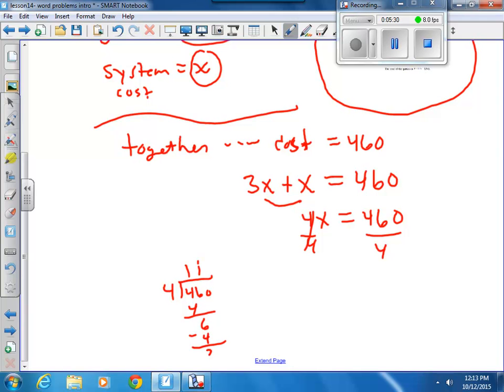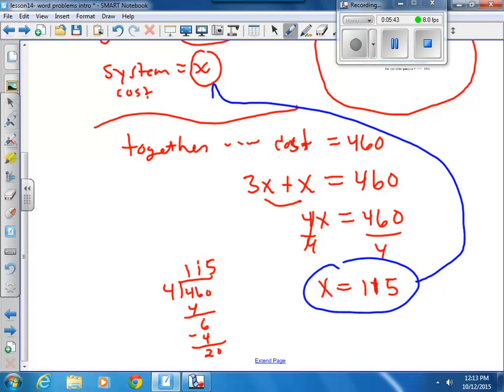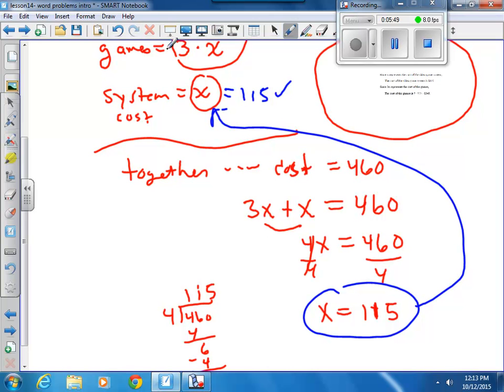I know longhand division may not be your favorite, but it's a no calculator course, so we practice. 115, so x equals 115, but what I like to do is when I get that, 115, I like to go back and see what that was. Okay, 115 for my system cost, but then the games were whatever 3 times 115 is.